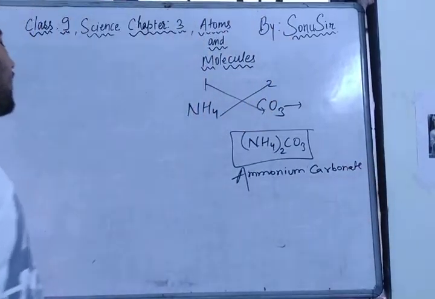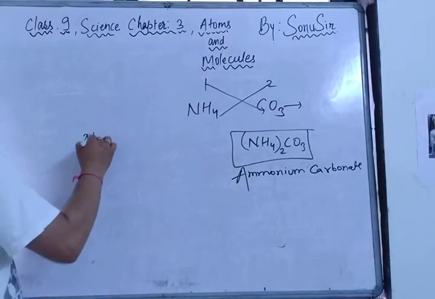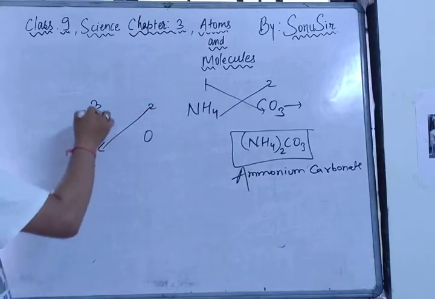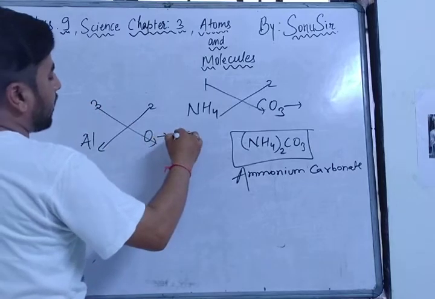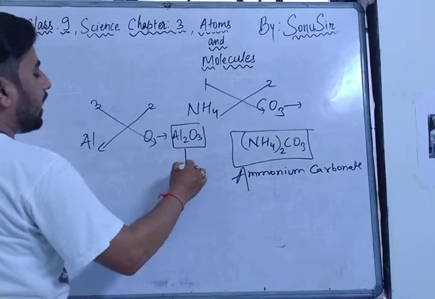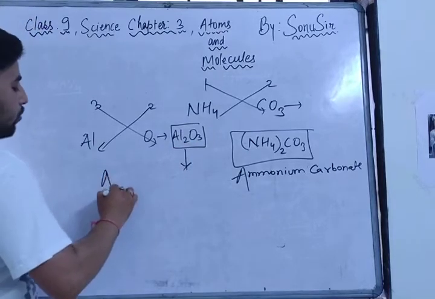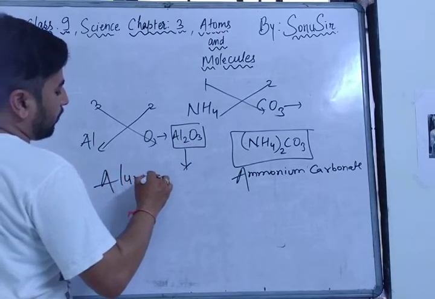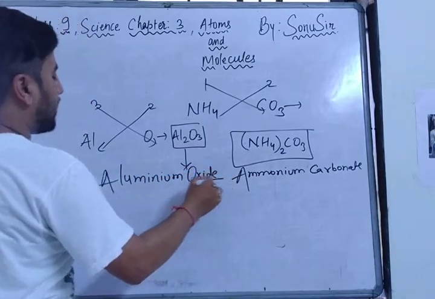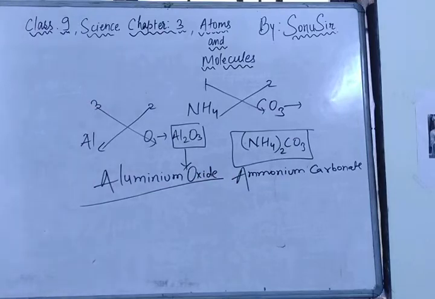Now I am talking about aluminium and oxide. Aluminium oxide. Aluminium valency 3, oxygen valency 2. 2 will come here, 3 will go there. The chemical formula will be Al2O3. What will be the name of this compound? Aluminium oxide. So in this way you can write any compound's chemical formula, or if the formula is given, then you can write any chemical compound's name.